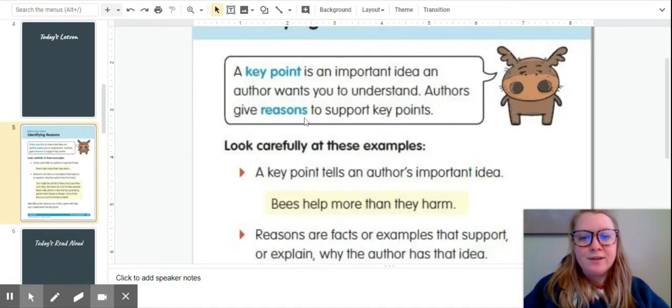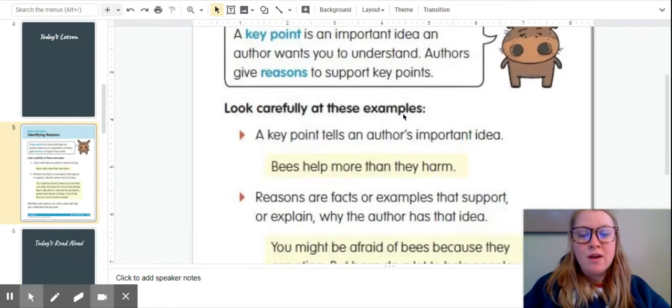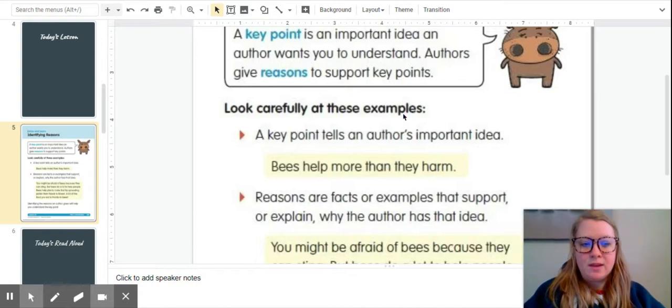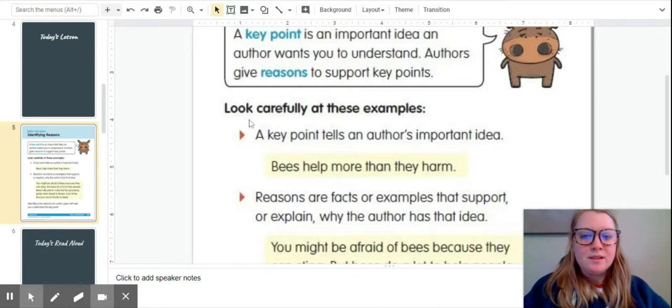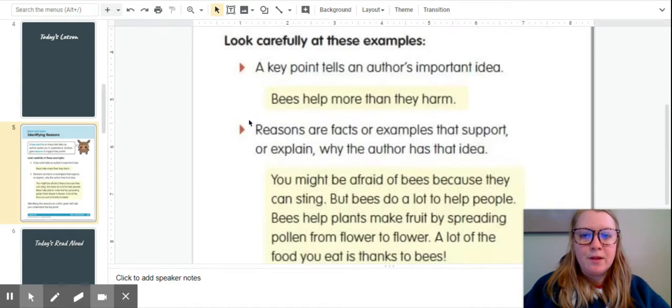And then authors give reasons to support their key points, just like we've been giving supporting reasons for our opinions. Authors do the same thing in their books. So let's look at this example down below. A key point tells an author's important idea. This author's key point is bees help more than they harm. And then reasons are facts or opinions or examples that support or explain why the author has that idea.